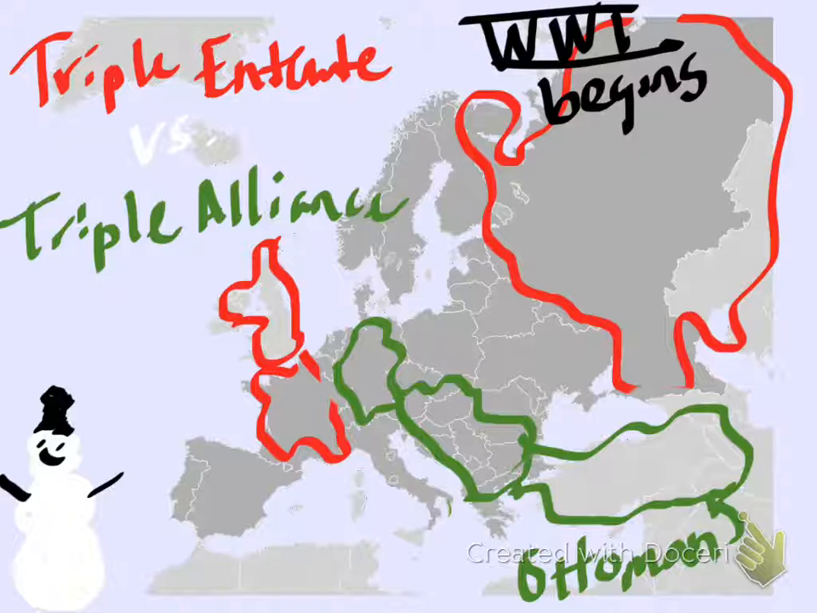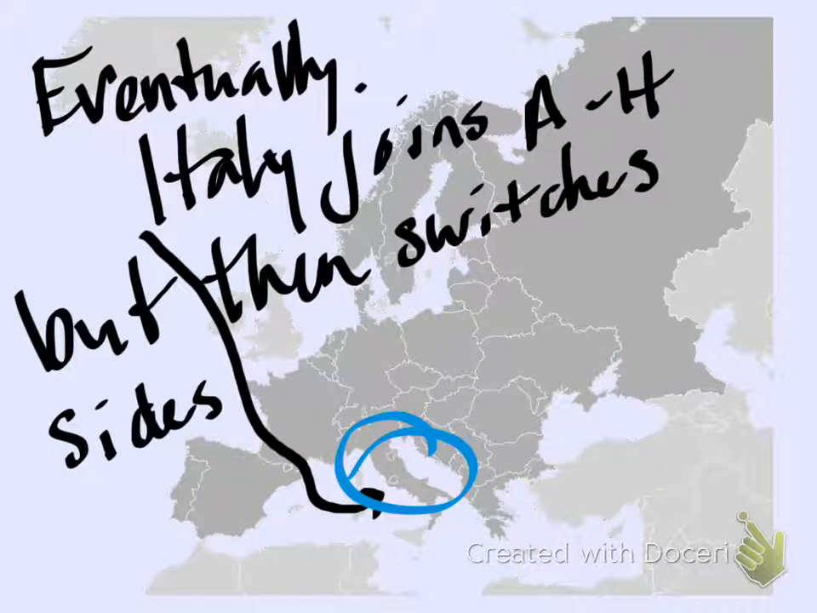The original Triple Alliance is Austria-Hungary, Germany, and the Ottoman Empire. And the Ottoman Empire starts to kind of disintegrate and fall apart. Italy gets involved, and it's funny that they keep calling this the Triple and the Triple, because ultimately it's not just three. There are many more countries involved. Eventually, Italy is going to join Austria-Hungary, but then it's going to switch sides in 1915.